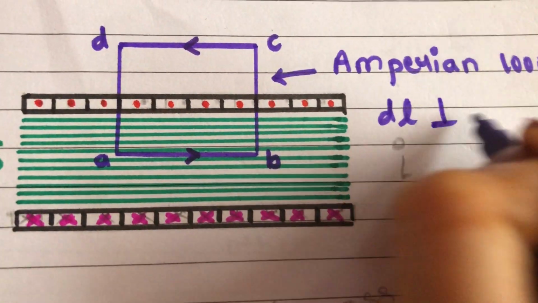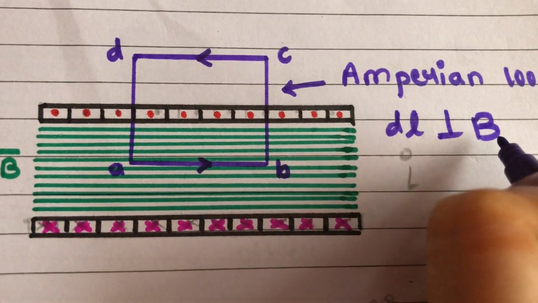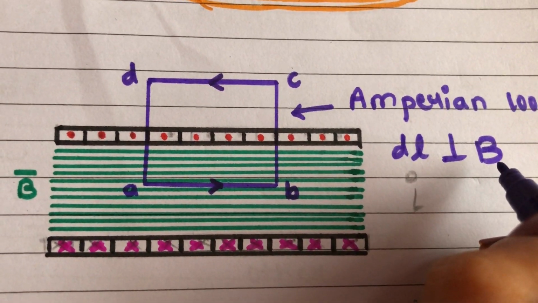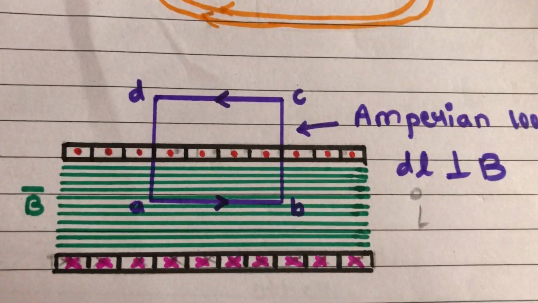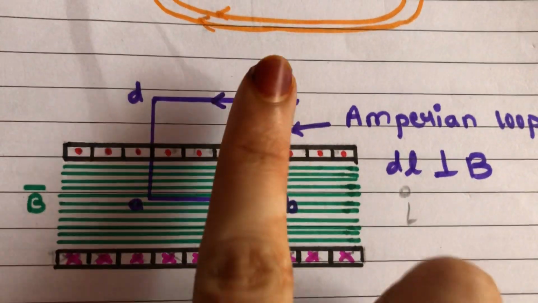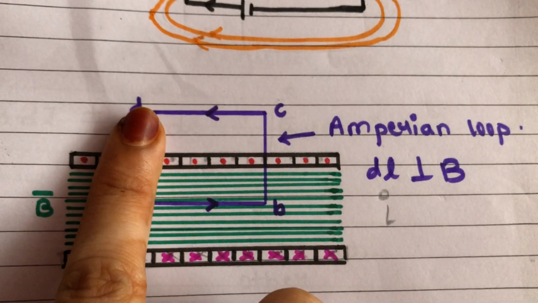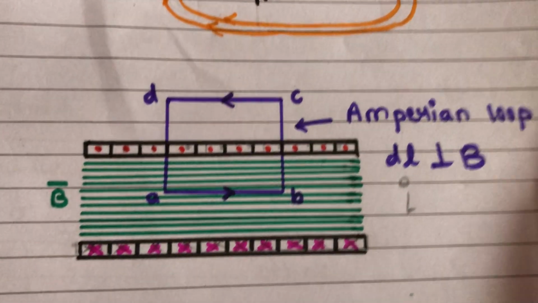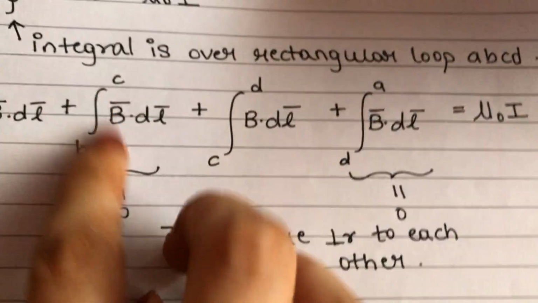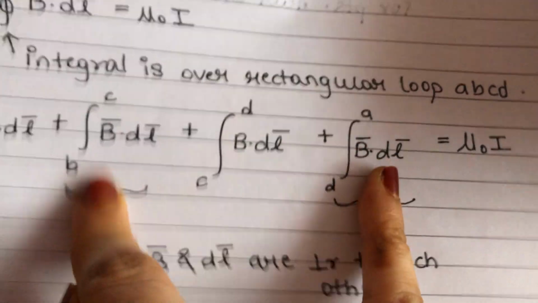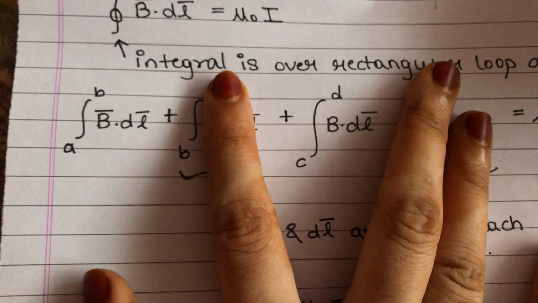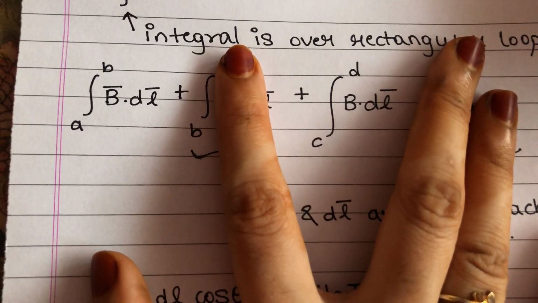Means dL is perpendicular to B. Both of them are perpendicular to each other. When this is the condition, dL is perpendicular to B, and this condition is valid for BC and for AD. So for both of them, the integral will be 0. Now which two integrals remain? One is for CD and the next one is for AB.